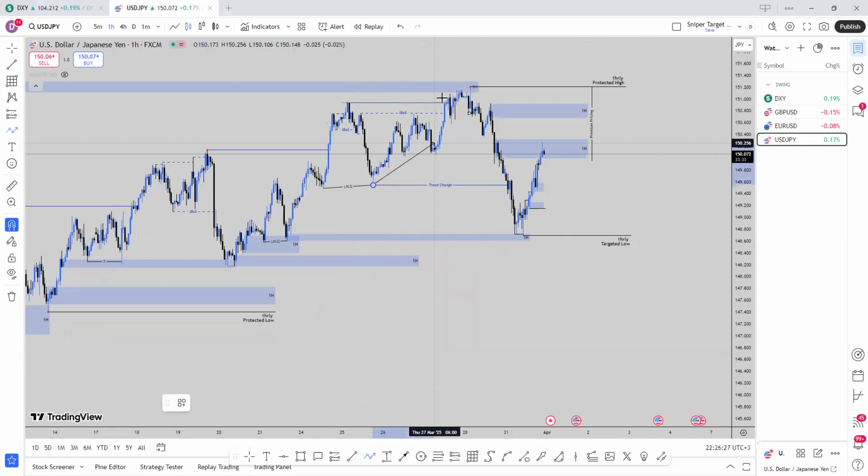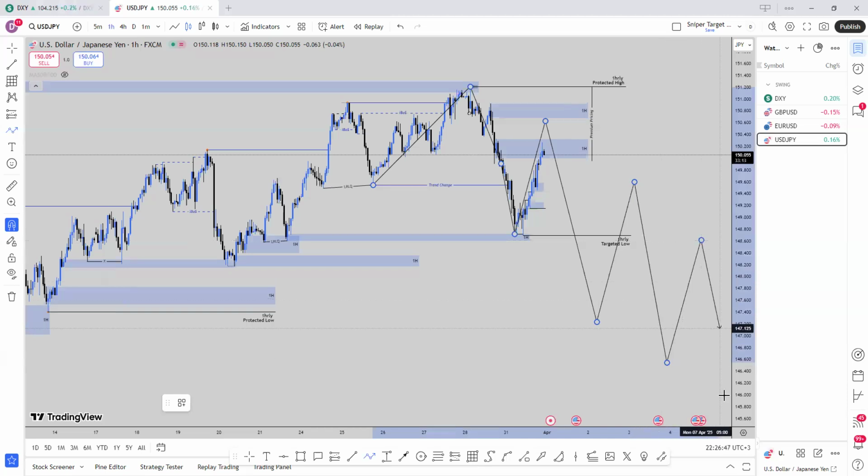So we broke structure to the upside. We were expecting to put in a higher low, but instead we broke structure to the downside. So our expectation is for price to put in a lower high and then continue to break this low in that fashion. Okay, that is how price moves. It moves in waves. So right now we are in that corrective wave coming into this supply level. So now from here, we can expect to see price actually making its way to the downside.